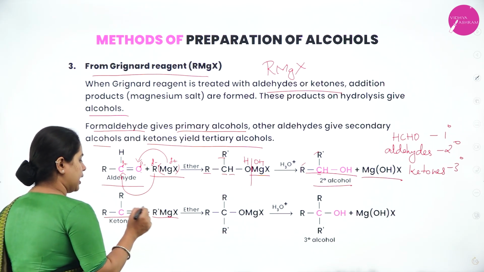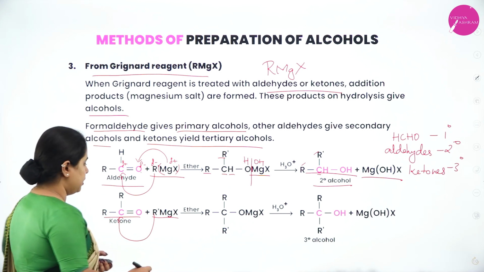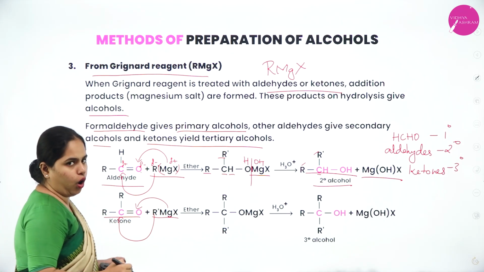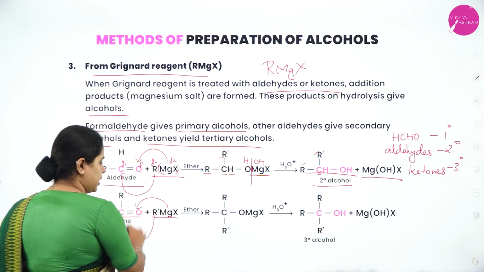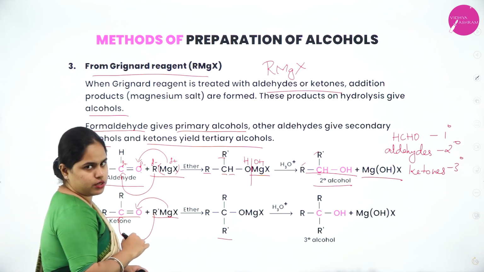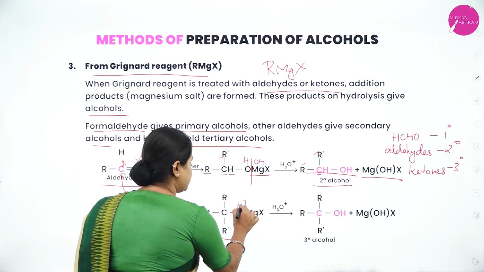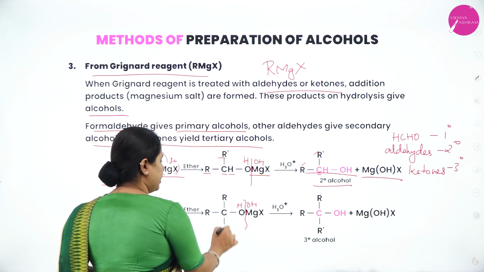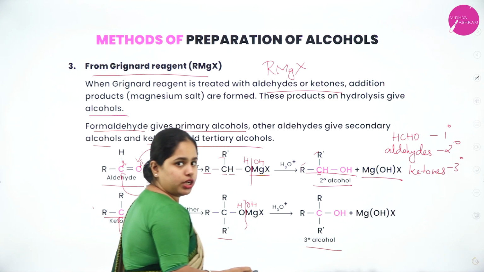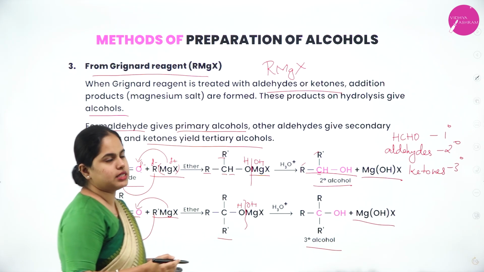Here also the same thing goes. The R will attach to the carbon atom and the MgX part will be attached to the oxygen. So you are going to get C, where two R groups were already there. This R will also be attached, and OMgX will be formed. Now hydrolysis will happen. This bond will be broken, H will be added here and OH to the other side. So you will get CRR-OH, a tertiary alcohol, and MgOHX will be formed.